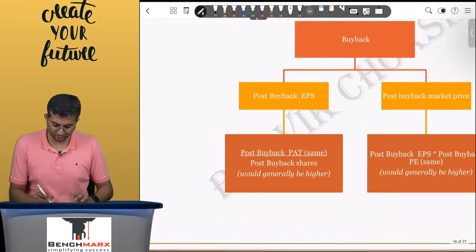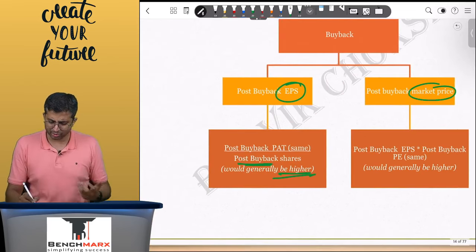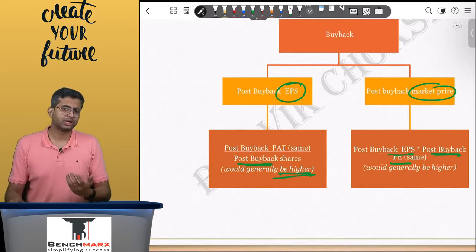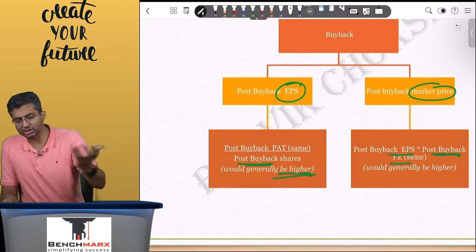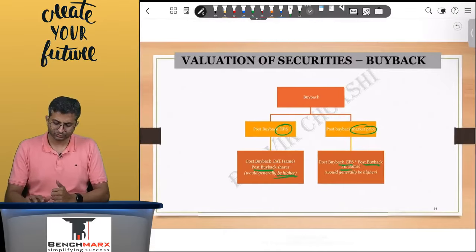So over here, your post-buyback PAT upon post-buyback shares will give you the post-buyback EPS, which will generally be higher, and the post-buyback market price will be the post-buyback EPS into the post-buyback P/E, which is assumed to be the same. In certain cases, it is even higher.